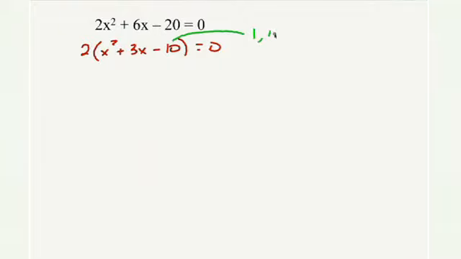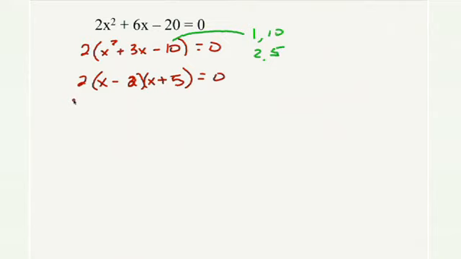I'm going to write out my factors of 10 over here, which are 1 and 10, 2 and 5, and then I ask myself, what factors of 10 subtract to give me 3? Well, it's the 2 and the 5. So continuing on with the factoring, I now end up with an x and an x, a 2 and a 5, and then I want a positive 3. So since I'm subtracting, I want the 5 positive and the 2 negative.